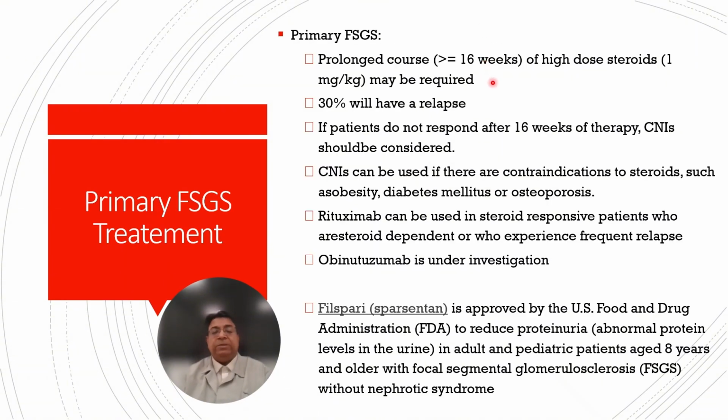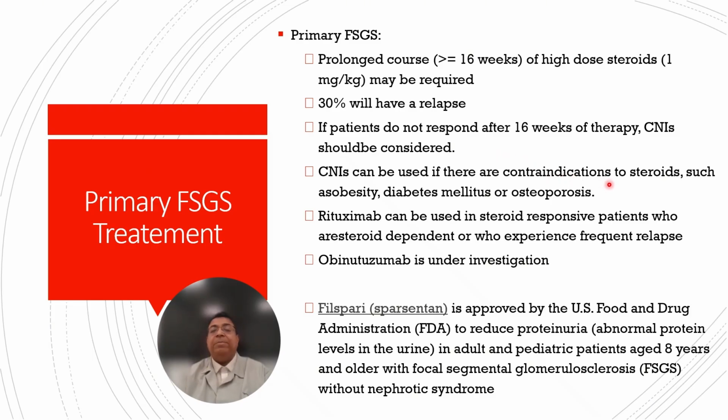Primary FSGS, or idiopathic FSGS, or FSGS of undetermined cause, can require a prolonged course of high-dose steroids, 1 milligram per kilogram for greater than or equal to 16 weeks. 30% will have a relapse. If patients do not respond after 16 weeks of therapy, calcineurin inhibitors should be considered.